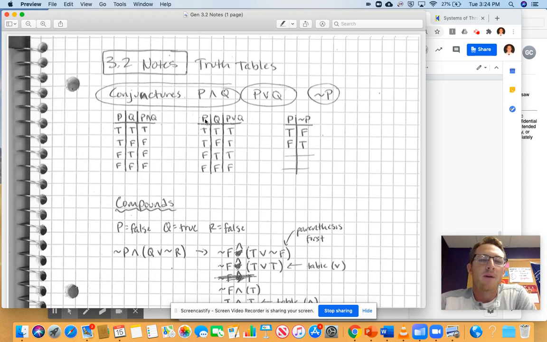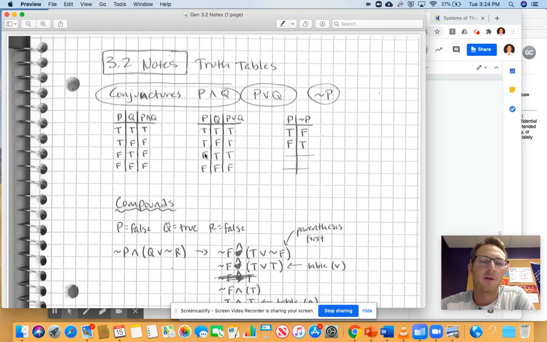Now we have disjunction. So we have P or Q. So we're going to write all of our elements, P and Q, and then P or Q. So again, we're going to use the same first two columns. So true, true, true, false, false, true, false, false. Well, here, since it's an or, only one of them has to be true for the whole thing to be true. So we have two trues. Obviously, we have one of them that's true. We have one true, one false. We just need one. It's just one or the other.